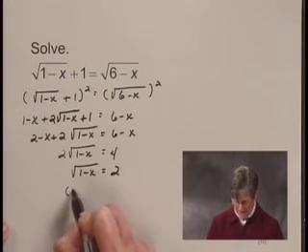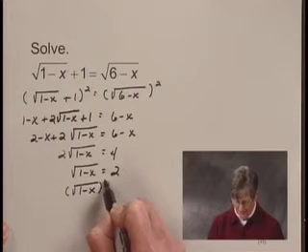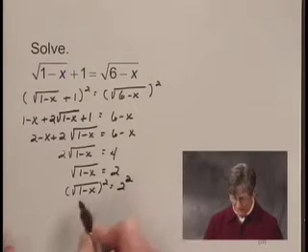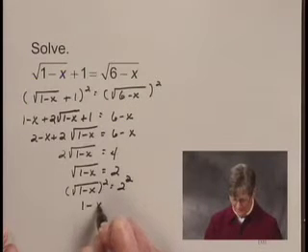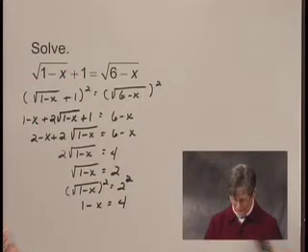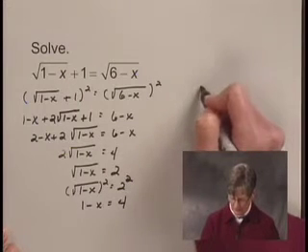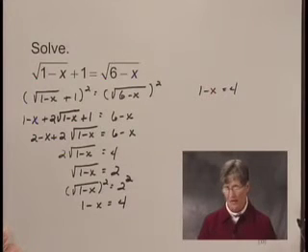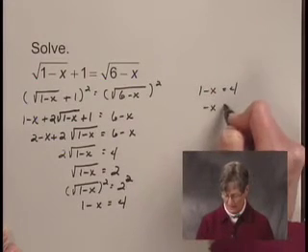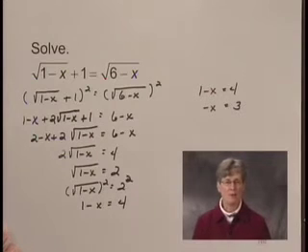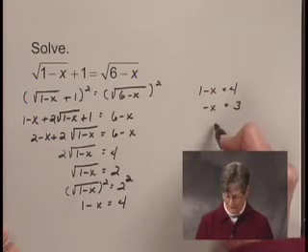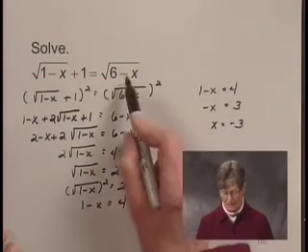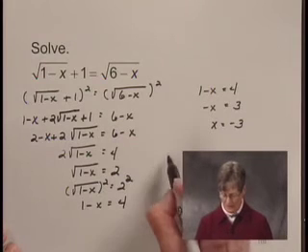And when I do that, I have the square root of 1 minus x squared equals 2 squared. The square root of 1 minus x squared is 1 minus x, and 2 squared is 4. And let's go up here. The last line we had is 1 minus x equals 4. I'm going to subtract 1 on both sides, so I'll have the opposite of x equals 3. And now I'm going to multiply both sides by negative 1 to solve for x, and I get x equals negative 3. And if we check negative 3 in the original equation, we find that it is a solution.